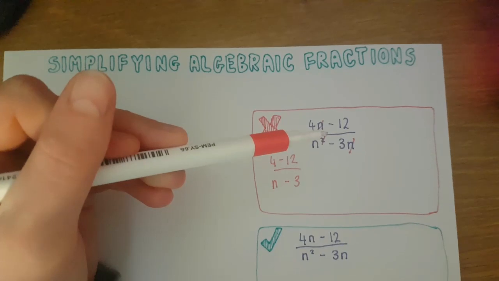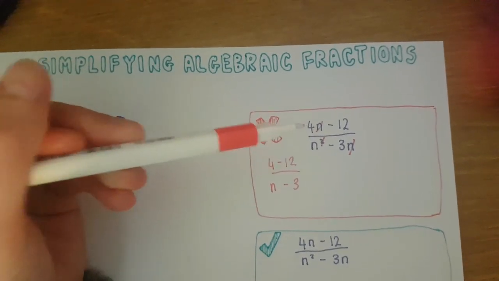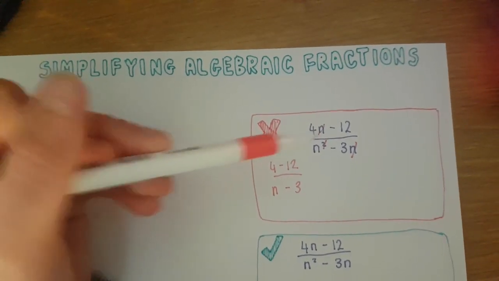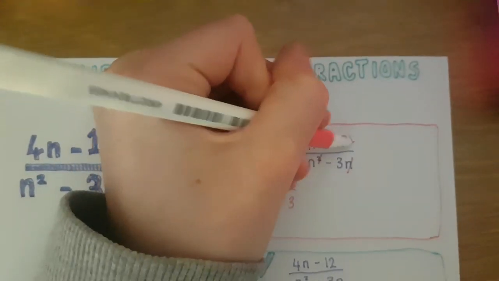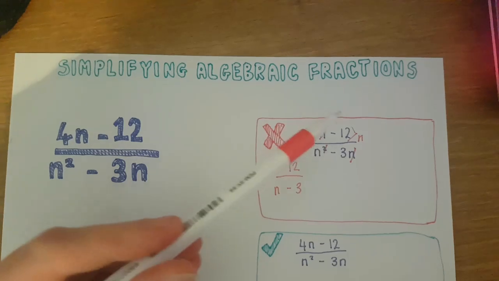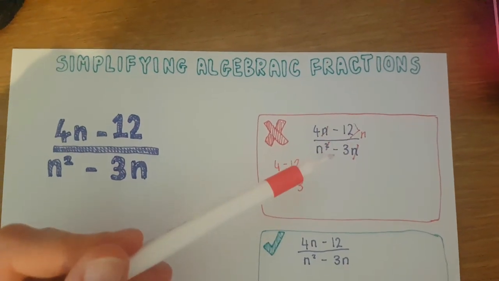When we simplify algebraic fractions, we have to make sure we are thinking about every single term in that algebraic fraction. Because we haven't divided this part by n, this is not correct. And as soon as we divide this part by n, it becomes even more complicated. So that's definitely not what we want to do.